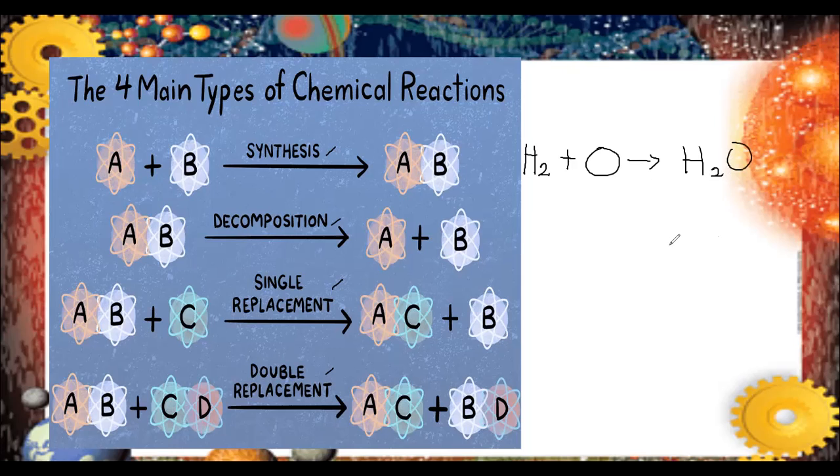For the second one, the decomposition, from the word decomposition, we break down. From being a compound, AB, it will undergo chemical reactions, and it may result in the decomposition or breaking down into two elements. For example, we are going to use H2O, and then it will undergo chemical reaction. So this one would be H2 plus O. Alright? Then the third one is the single replacement.